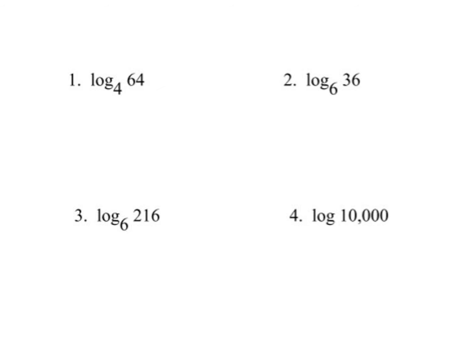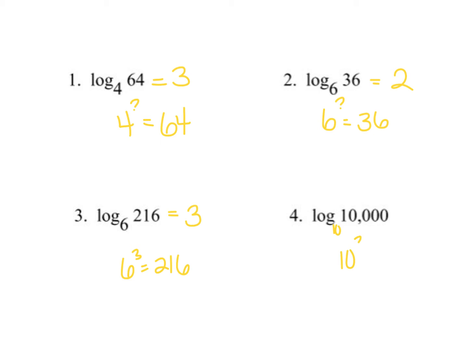So let's just evaluate a few more logarithm expressions. Log base 4 of 64 would be equal to 3 because this is really saying 4 to what power is equal to 64. Log base 6 of 36 is saying 6 to what power is equal to 36. This would be 2. Log base 6 of 216 would also be equal to 3 because 6 to the third is 216. Log of 10,000 is really saying that the base is 10, so 10 to what power equals 10,000? Well, it's got 4 zeros after it, so the exponent would be 4.